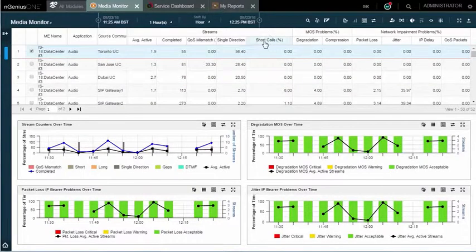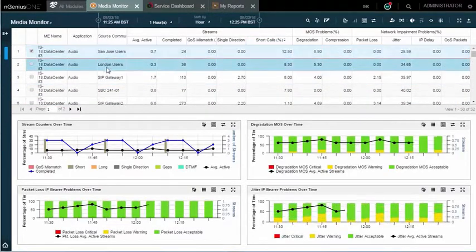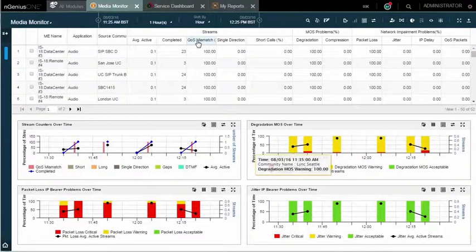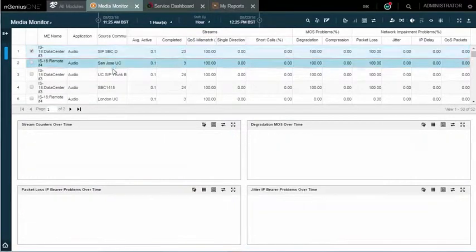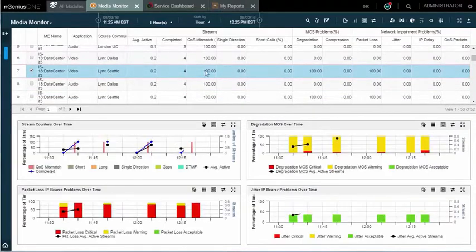And San Jose has a problem with short calls, often a sign that there are quality issues and people hang up and redial to hopefully get a better connection. The QoS mismatch percentage gives us the locations with the worst QoS mismatch score, and by looking along the columns, correlated MOS degradation issues, where the QoS mismatch is affecting call quality. In this case, Seattle calls all have QoS mismatch. All are being affected by packet loss. We can also use this to see the QoS policies in force.